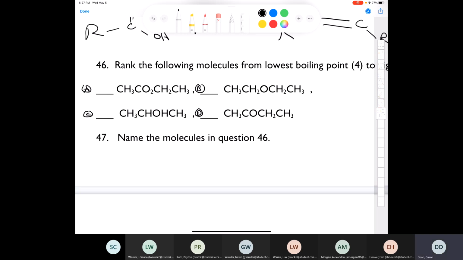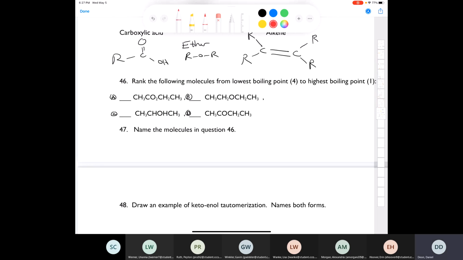What's the functional group that's in B? Yeah, B is an ether. Okay, C is an alcohol. So this is going to have the highest. So if we go from 1 will be highest, and we'll go down to 4, which will be the lowest. Okay, the alcohol is going to have the highest boiling point by far. The ether, we'll talk about that after. D is a ketone, and A is an ester.